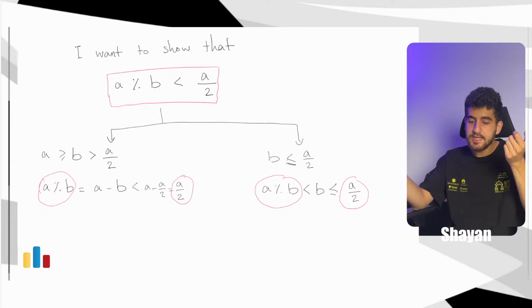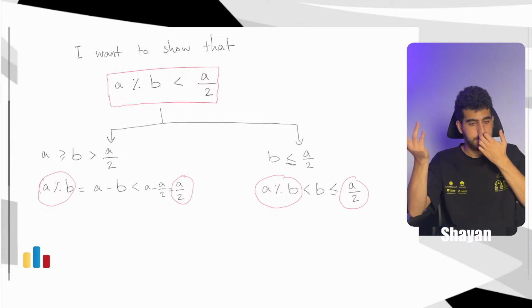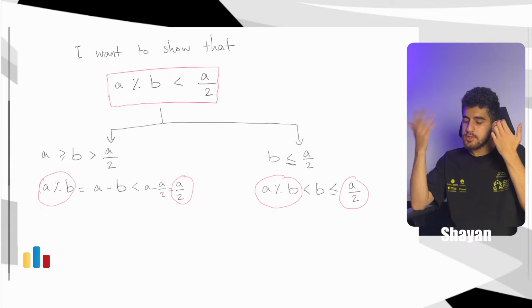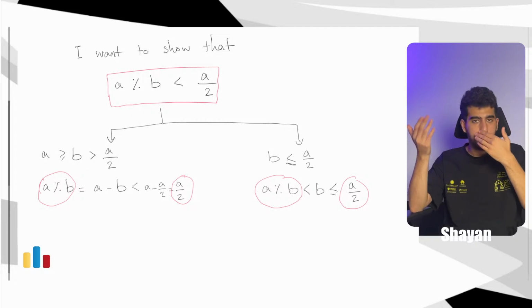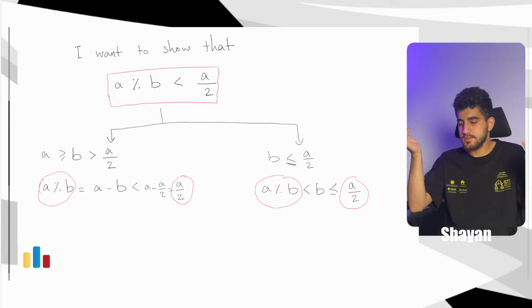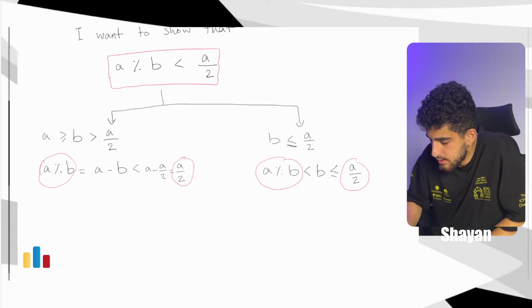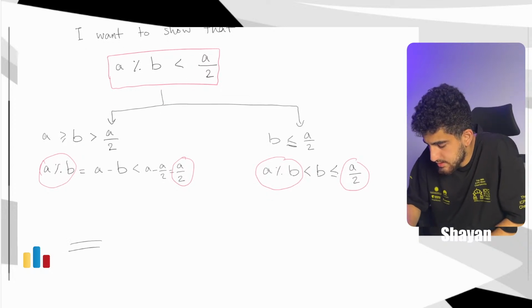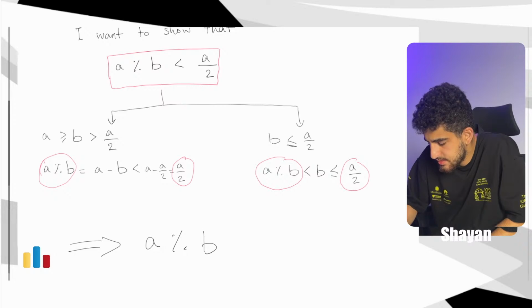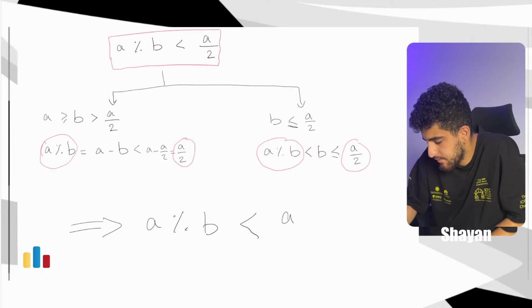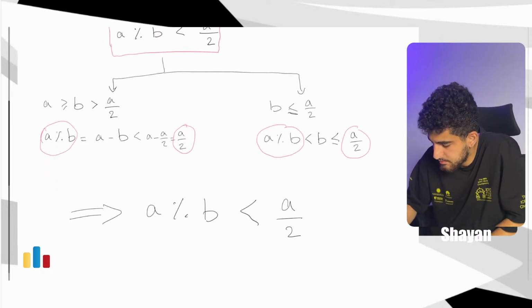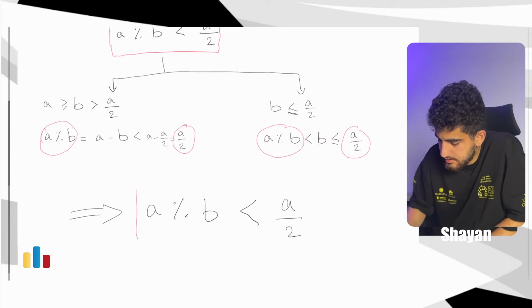If B is less than or equal to a half, a modulo B is going to be less than B, always. It's going to be from 0 to B minus 1, so it's going to be less than or equal to a half as well. So I showed that in all cases, a modulo B is less than a half, if A is greater than or equal to B.